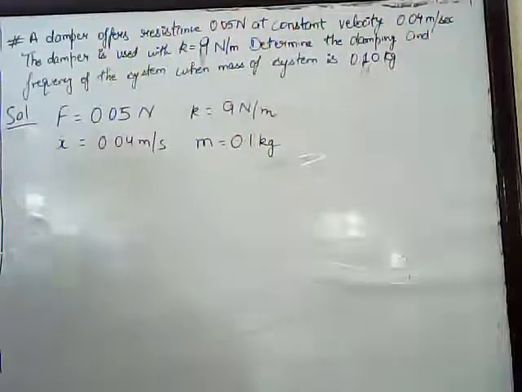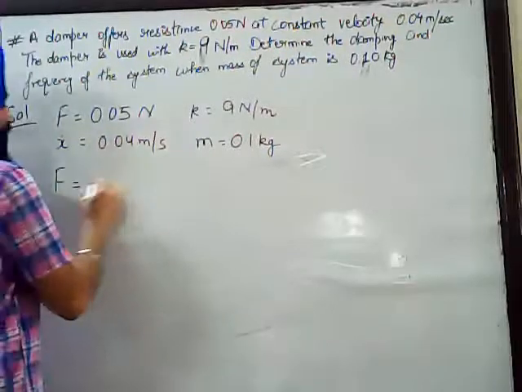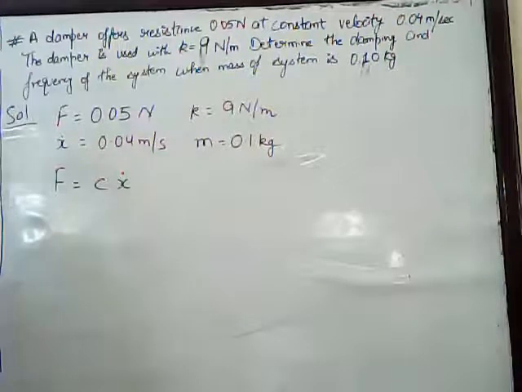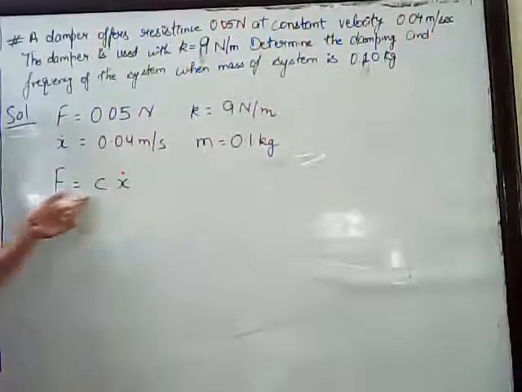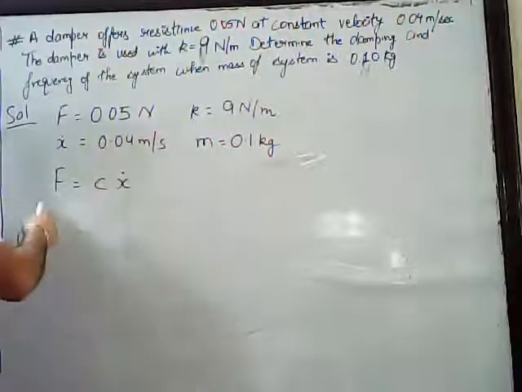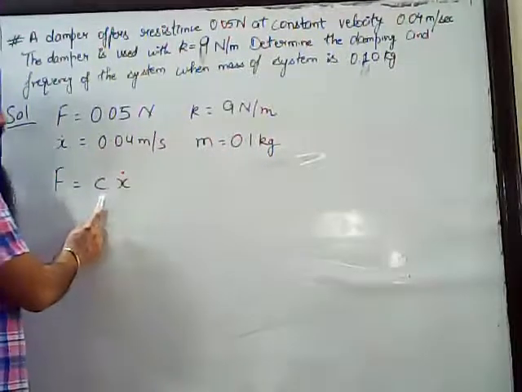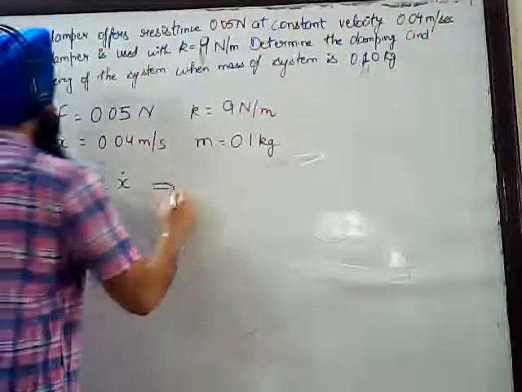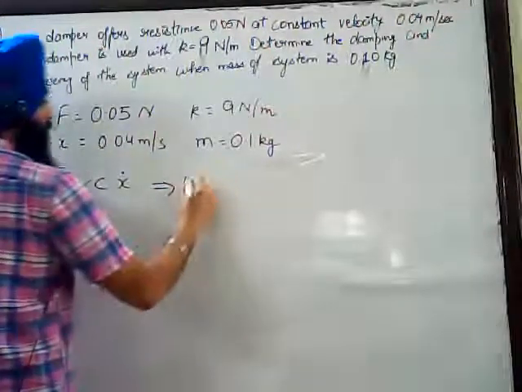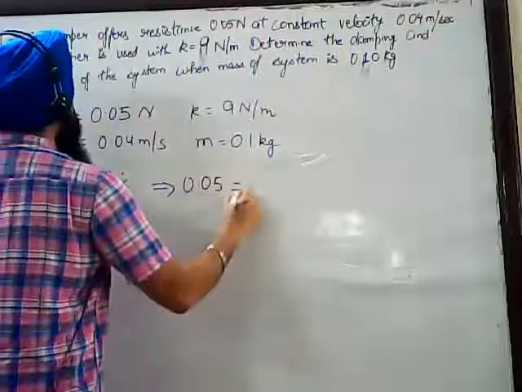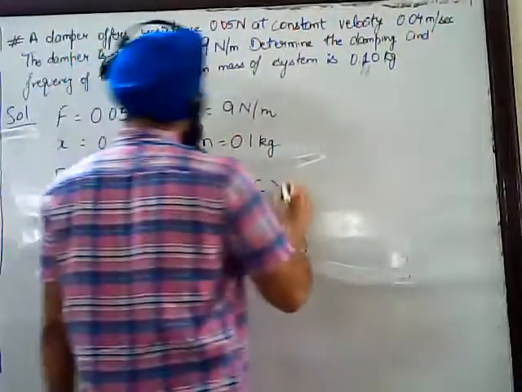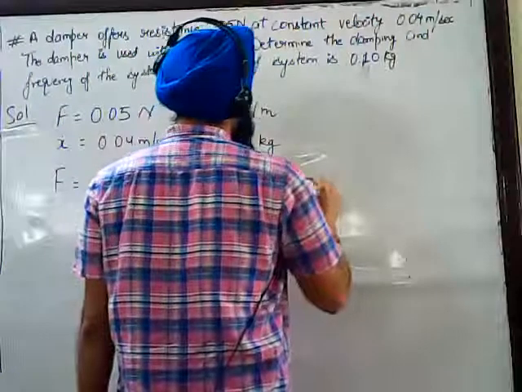We know that for viscous damping, force is equal to C into X dash, where F is the force, C is the viscous damping coefficient, and X dash is the velocity. So the value of force is 0.05. This will be equal to C into X dash. The value of X dash is 0.04.